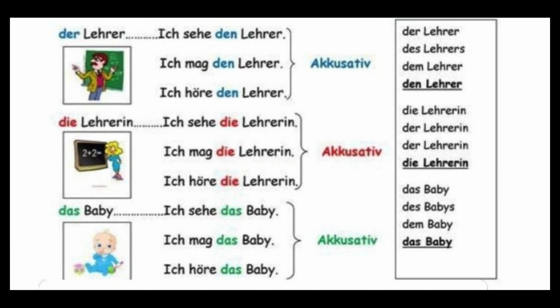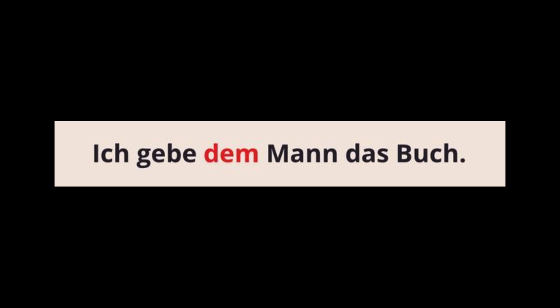Ich sehe den Lehrer. Here, den Lehrer is the direct object receiving the action of the subject's verb sehe, which is the accusative object. And the article of the masculine noun changes from der to den as we studied in the previous video. If we take this sentence, Ich gebe dem Mann das Buch, as an example, here das Buch is the direct object of the verb of the subject, which is the accusative object, and dem Mann is the indirect or dative object, which is the recipient of the direct object das Buch.